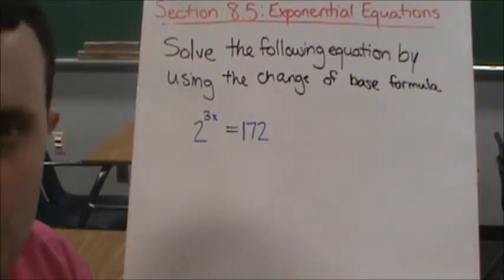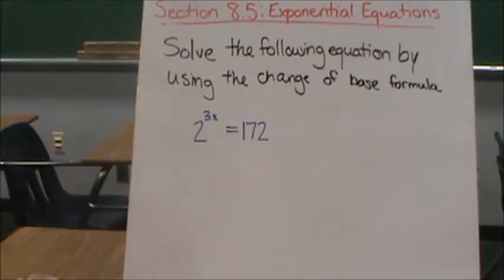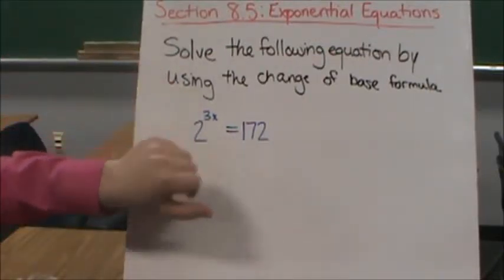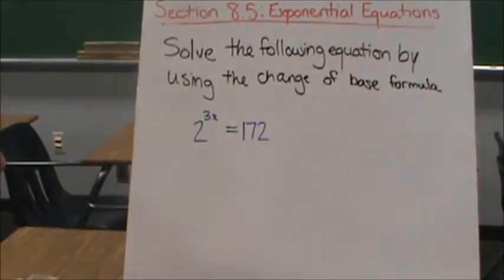So now let's solve this equation here. 2 to the 3x power equals 172. Well, first thing that I'm going to do is I'm going to notice, hey, we have a 2 raised to some power and a 172. Second part is, notice 172 is not a power of 2, so we're going to have to take the logarithm of both sides here and try and see what we can come up with here.